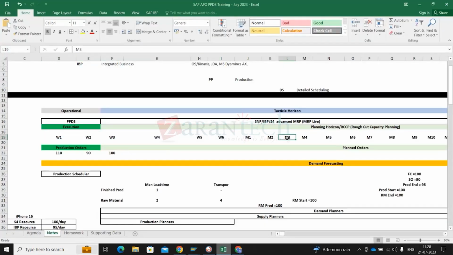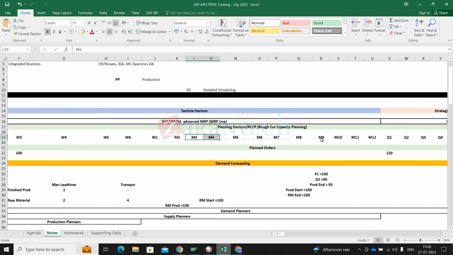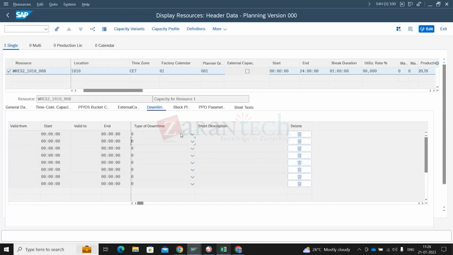So even if I'm sitting here today, it would be somewhere in month 12, right? Christmas comes in December. So I'll put it here. So no orders would be scheduled in this duration, in the month 12 duration. No orders would be scheduled. So that is the beauty of downtime. That is called planned downtimes.